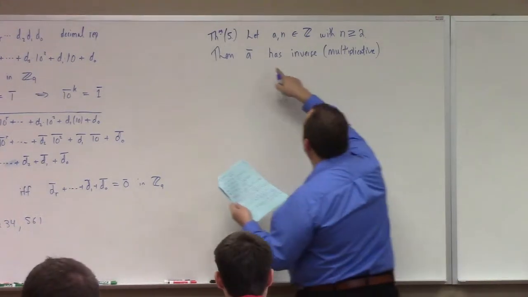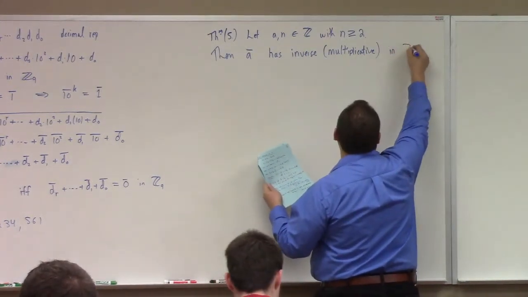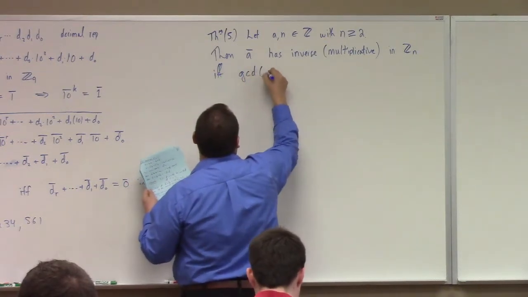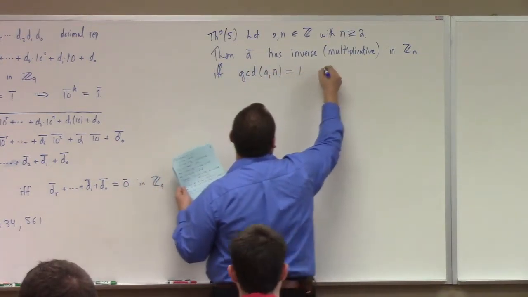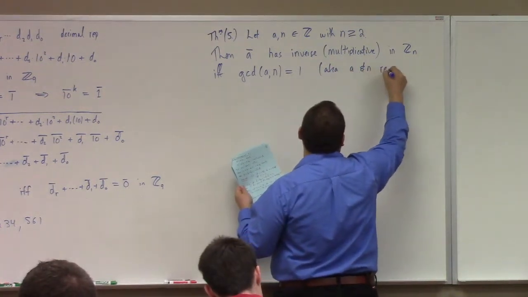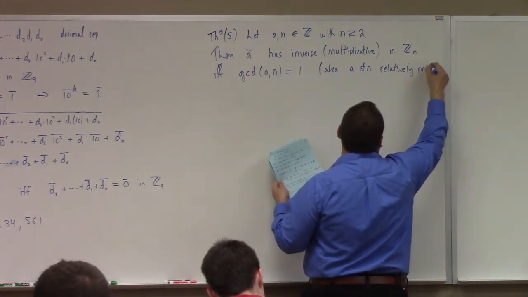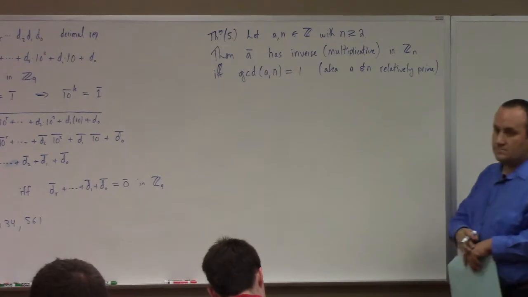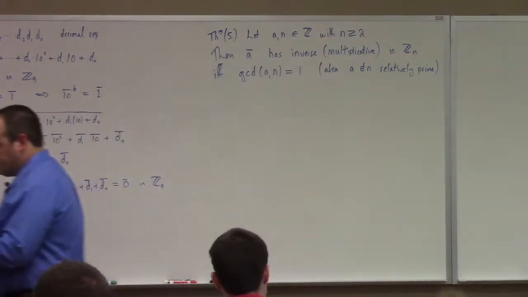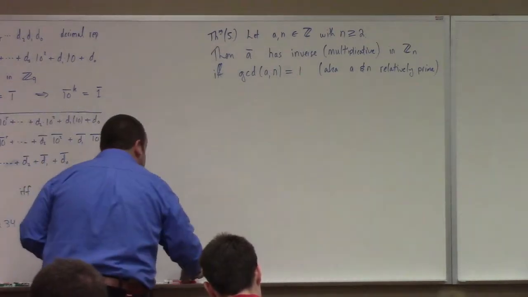Anyway, then a bar has a multiplicative inverse in Z_n, of course, if and only if the greatest common divisor of a and n is equal to 1, aka what? Relatively prime, right? What does it mean to have a multiplicative inverse in Z_n? Well, I'll show you in the proof. How about that? So here's the proof. It's not complicated.